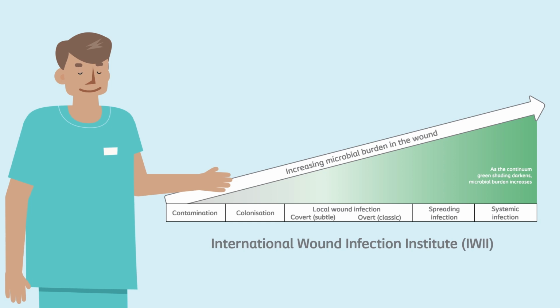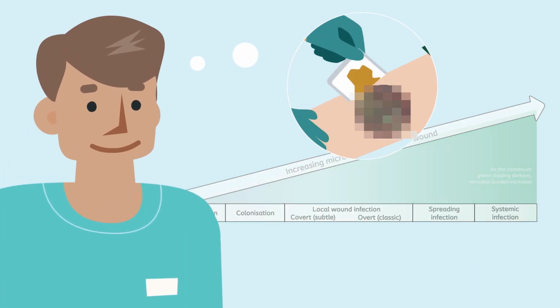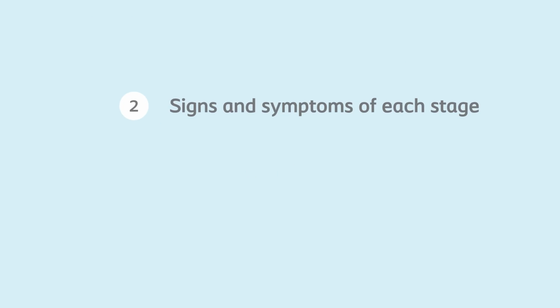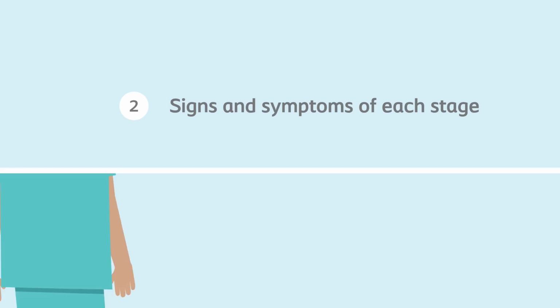This tool helps you understand various stages of microbial presence within the wound. It can also support you in making the clinical assessment of wound infection. By understanding the signs and symptoms of each stage and closely following the wound progression, you can create or adjust your treatment plan. 2. Signs and symptoms of each stage.